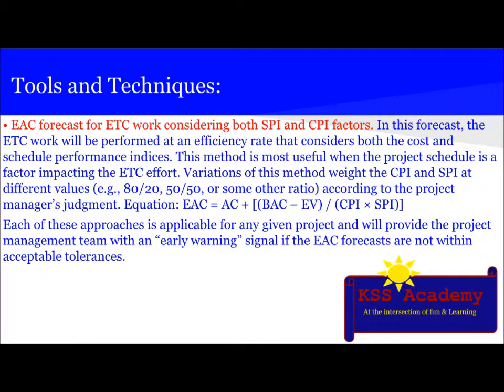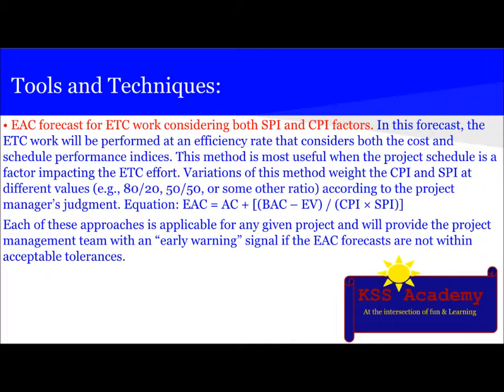The next method is EAC forecast for ETC work considering both SPI and CPI factors. In this forecast, the ETC, that is estimate to complete work, will be performed at an efficiency rate that considers both cost and schedule performance indices. This method is most useful when the project schedule is a factor impacting the estimate to complete effort. Variations of this method might weigh the CPI and SPI at different values, for example 80-20, 50-50 or other ratio.